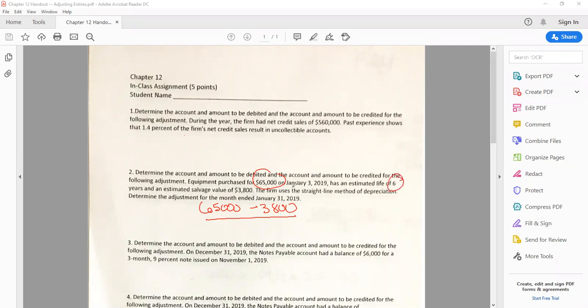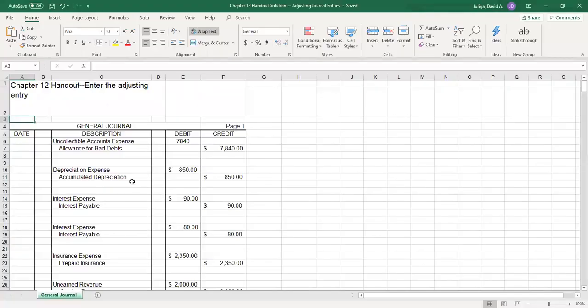But this problem says you bought the thing on January 3rd and they want the adjustment at the end of January. So this is a 1-month adjustment. So you might just want to divide by 72 months directly, and that'll give you your per month allocation for expense. And if you do that, that'll get you right at 850. All right, so once you've done that, then I'll go back to the journal. And as you notice I debited depreciation expense for 850, and I credited accumulated depreciation just like we did back in Chapter 5 for the 850.